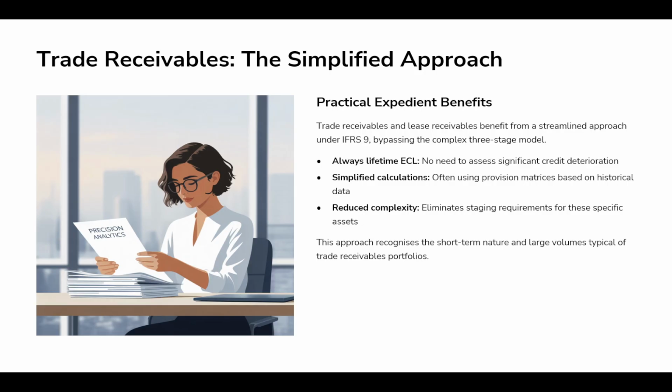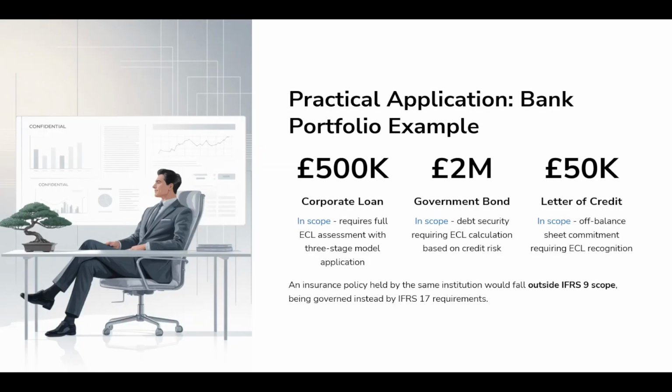Here's a practical example. A bank's portfolio might include a £500,000 corporate loan, in scope, a £2 million government bond, in scope, and a £50,000 letter of credit, also in scope. However, an insurance policy would not fall under IFRS 9 as it is governed by IFRS 17.